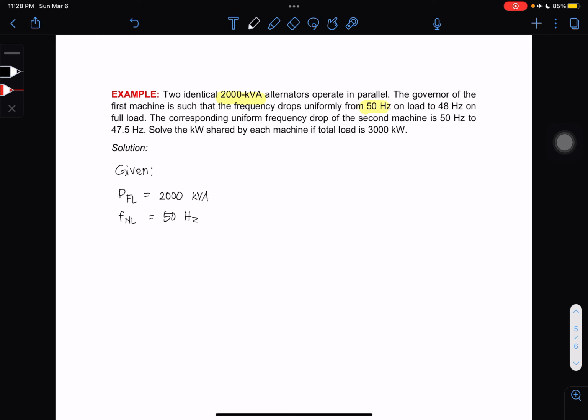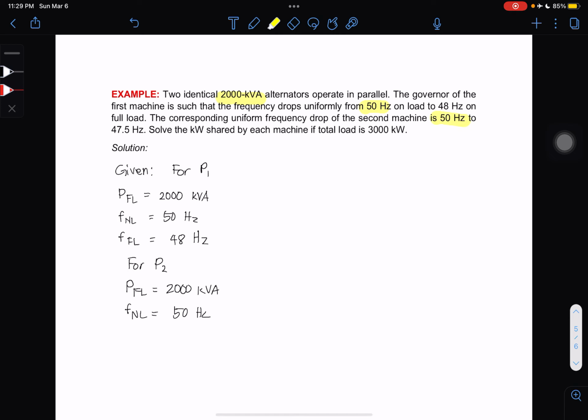And for full load we have 48 Hz. So for P1 ni siya, since duha man ang given. And for P2, so ato ang PFL, same man sila, identical. So 2,000 kVA. And our FNL, no load frequency, is 50 Hz gihapon. And our full load will be 47.5 Hz.